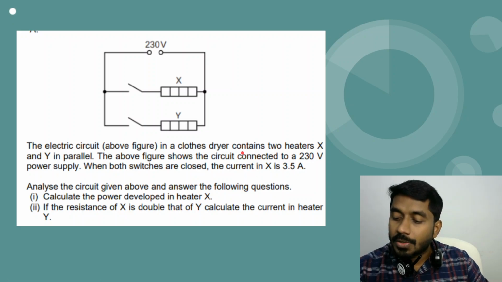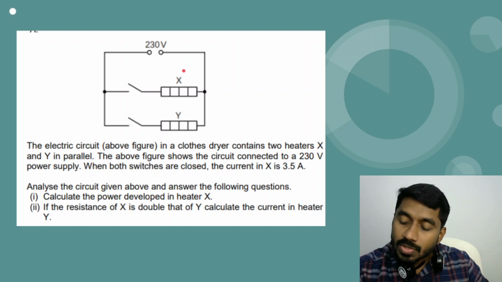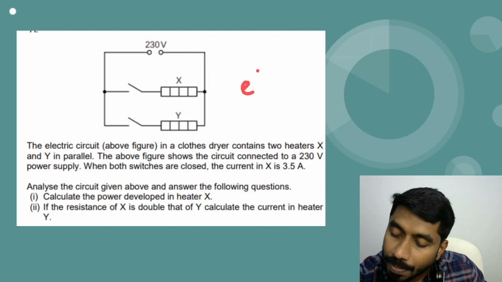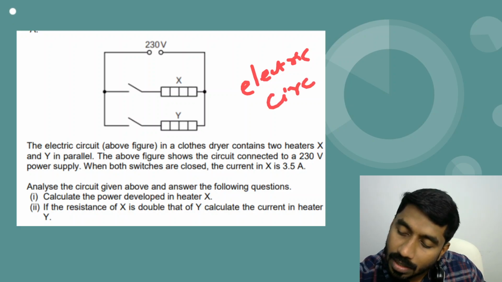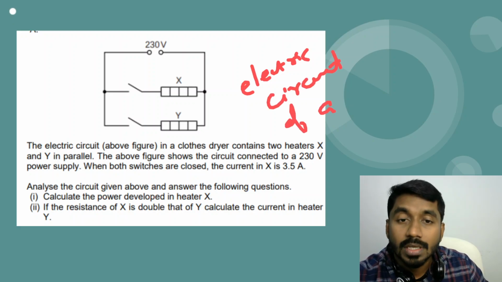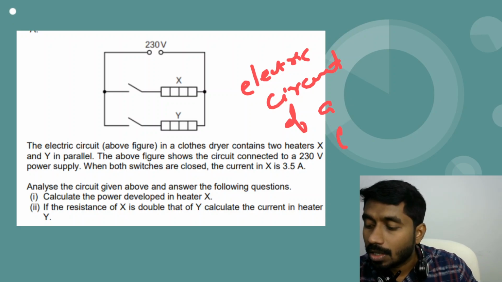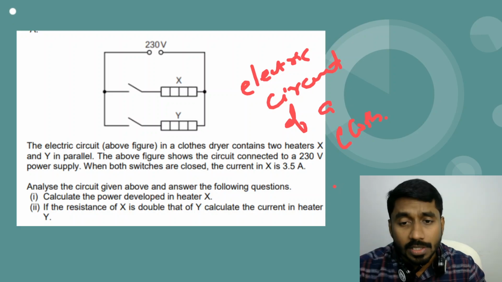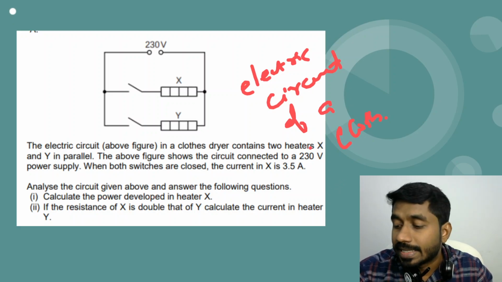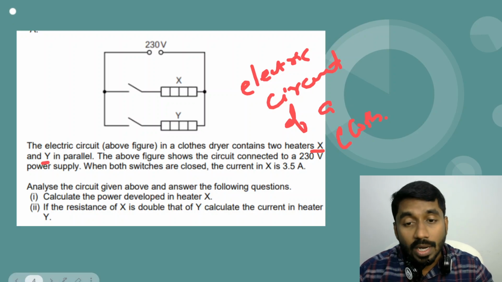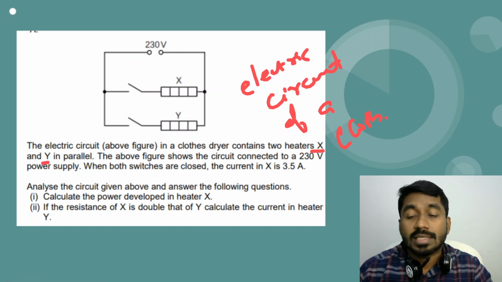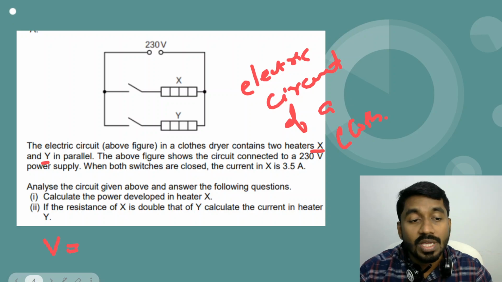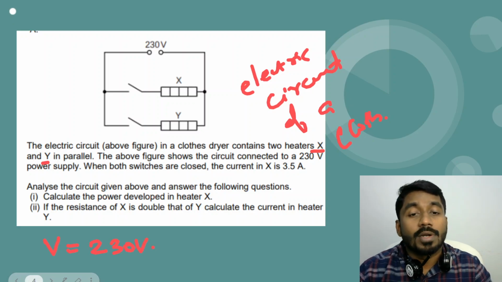The electrical circuit in a cloth dryer contains two heaters X and Y. So this is an electrical circuit of a cloth dryer. It is given in the question, and we have two heaters, one at X and one at Y. Both are in parallel, and the figure shows the circuit connected to a 230 volt power supply. So V is equal to 230 volt.